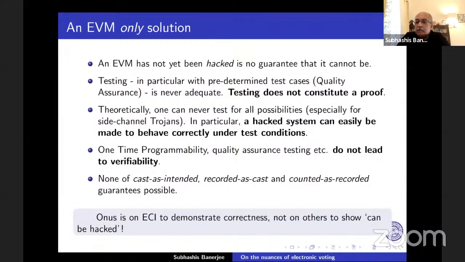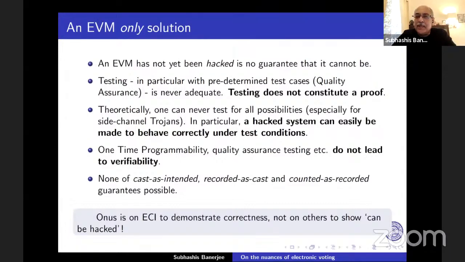So you cannot ever satisfy a voter with an EVM that these guarantees of an election can be met by any EVM design, whether it is by ECI or anybody else. So there is a great deal of problem with the nature of discourse about EVM hacking in India. The onus is on the Election Commission of India to demonstrate correctness, right? Not on the general public to show that it can be hacked.